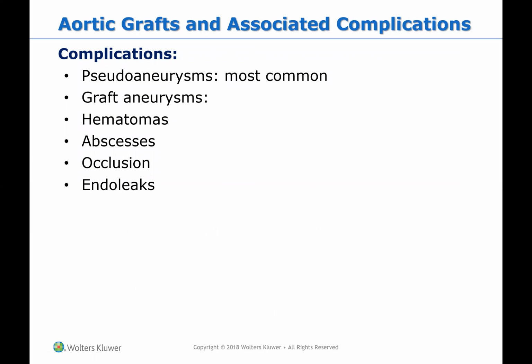So when you do have an abdominal aortic aneurysm and you get a graft, there are going to be complications. It seems like there are always complications to stuff. And one of the things that they look for is leaks. You could get pseudoaneurysms, graft aneurysms, hematomas, abscesses, occlusions. So things can go wrong with the graft.